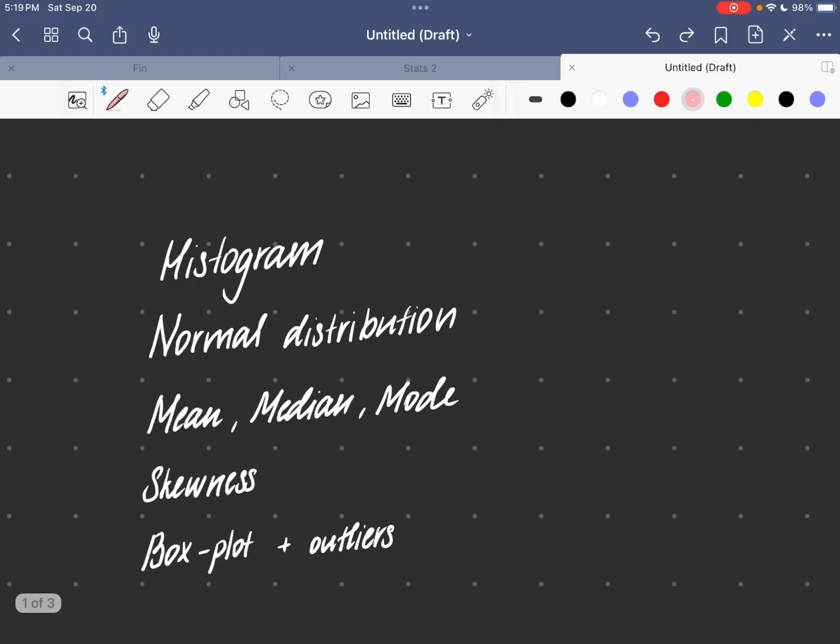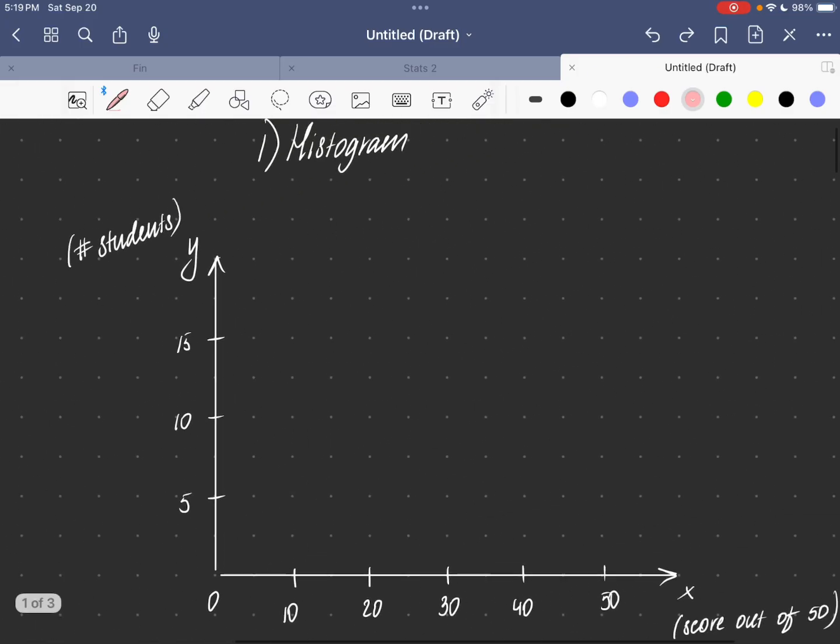Today we're going to take a look at some of the basic statistical concepts. Those include histogram, normal distribution, mean, median, mode, skewness, and box plots, as well as outliers. So we're going to start off with a histogram.